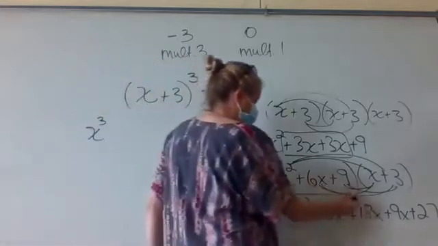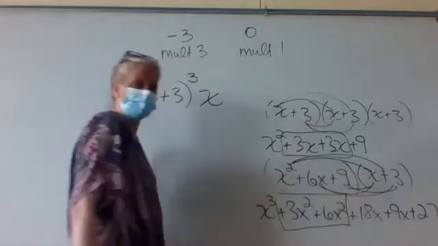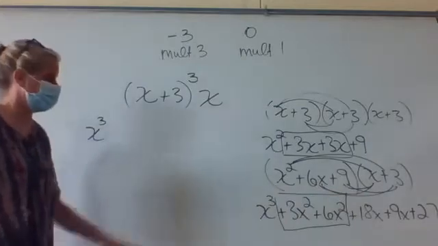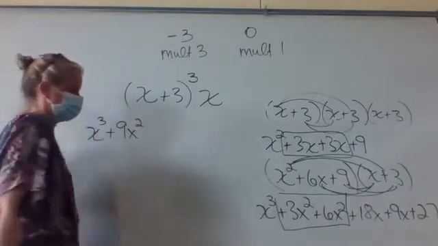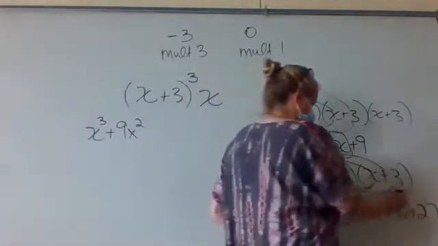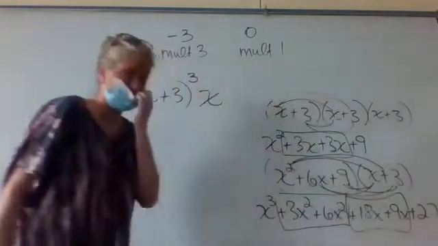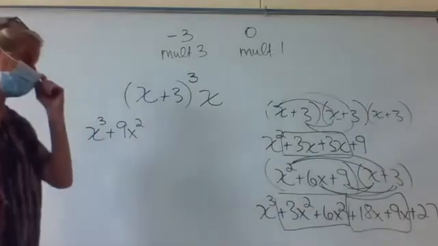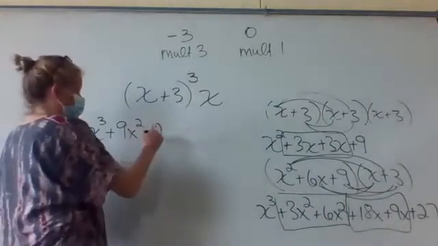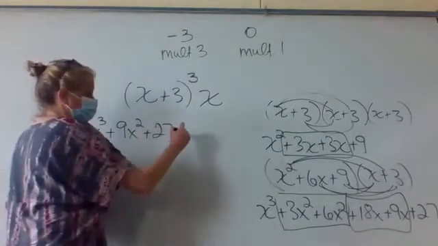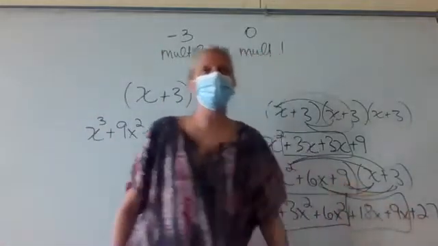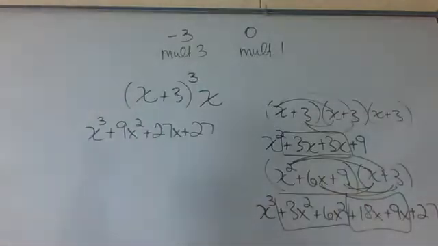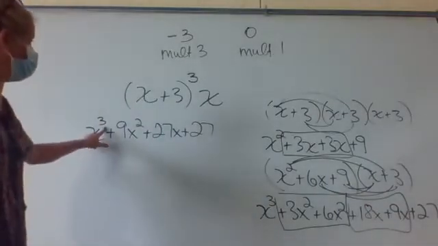I can put my x squareds together. When I put my x squared, I've got 3 and 6, so I really have 9x squareds. I can put my x's together. I've got 18 and 9, which gives me 27x. And then I'll just bring over the other 27, this number right here. Didn't have anything to combine with. So I'm not to degree 4 yet, I'm to degree 3.